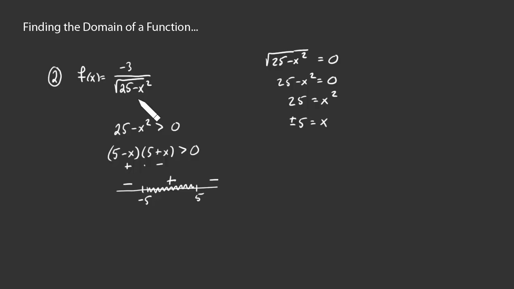We can take the square root of 0. That's going to be 0. But it would create an undefined fraction. It was handled already over here. Okay? So let's go ahead and put open circles in this case.